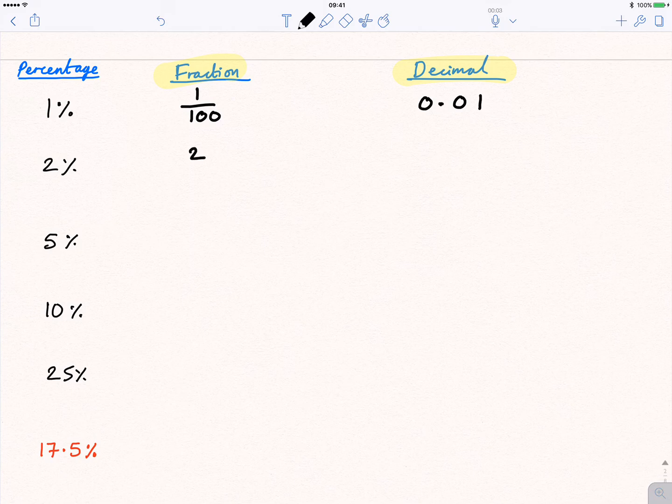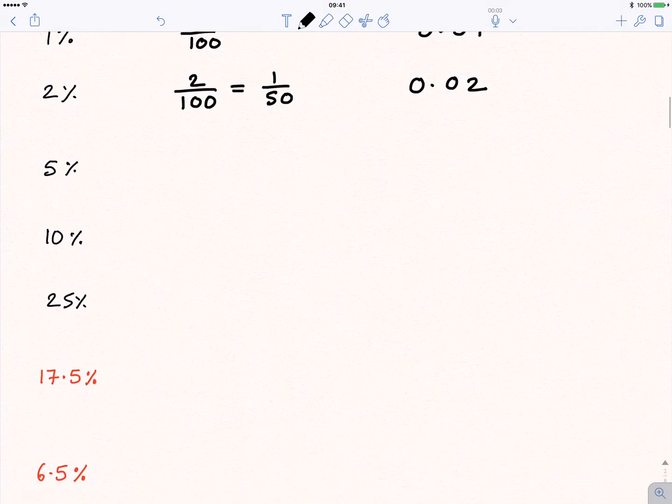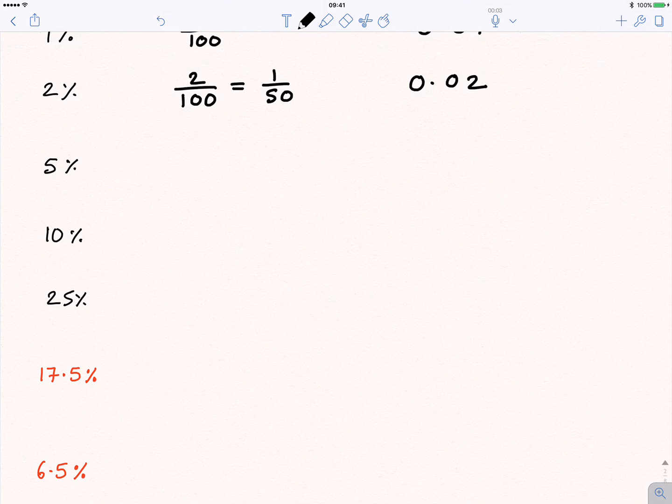2% is just 2 out of 100. Now, can we simplify this fraction? Yes, we can, because we can divide the numerator and the denominator by 2, and we have 1/50, 1 over 50. And as a decimal again, it's just 0.02. Now, 5% is 5 out of 100, which can be simplified. We can divide the numerator and the denominator by 5, and we get 1/20. And as a decimal, it's just 0.05.